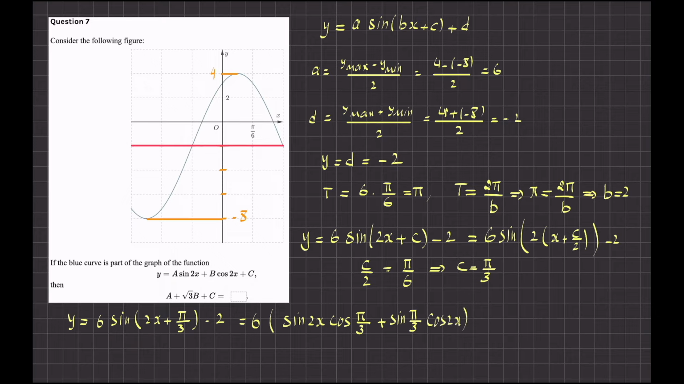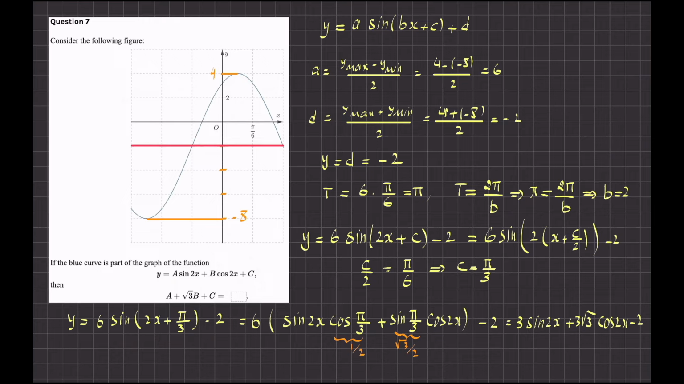And then of course you see that I have a minus 2 at the end, so I will type minus 2 as well. But you know that this number is famous. You can look it up in the table. It's 1/2. This one is square root of 3 over 2. I have to multiply 6 in. So when I multiply 6 in, 6 times 1/2 becomes 3. So it becomes 3 sine 2x. 6 times the square root of 3 over 2 becomes what? 3 square root of 3 cosine 2x. But I have a minus 2 at the end.